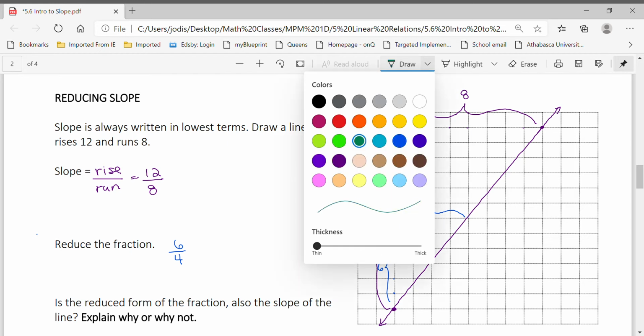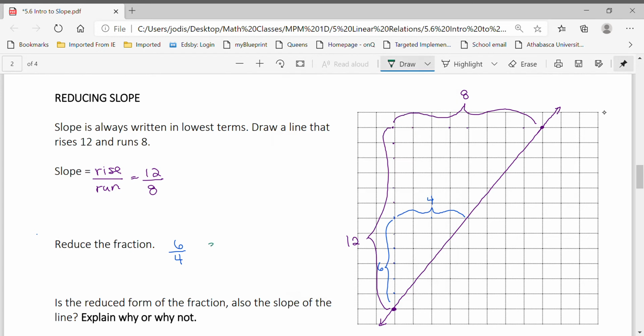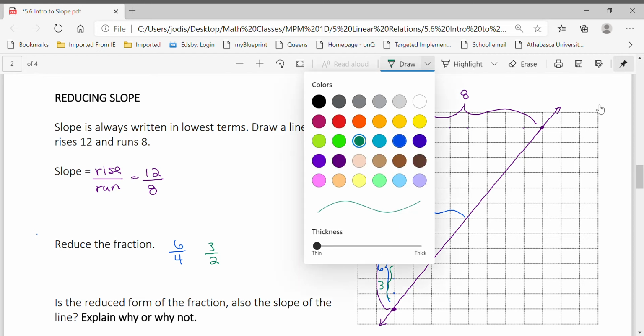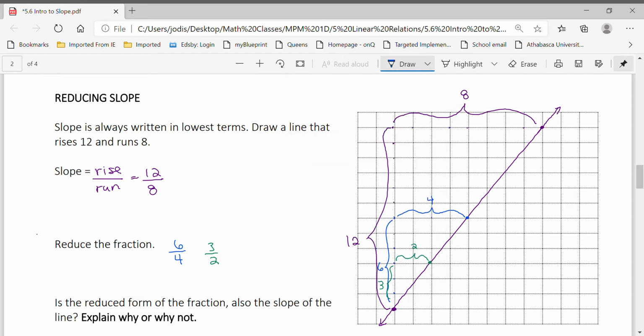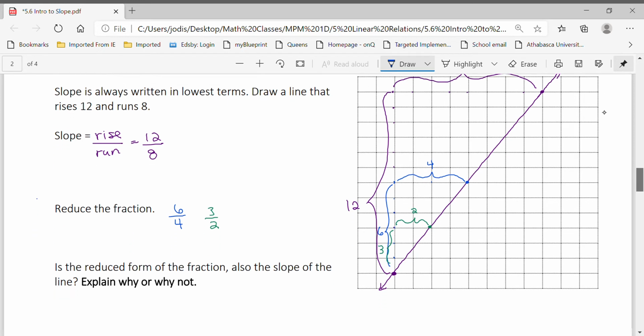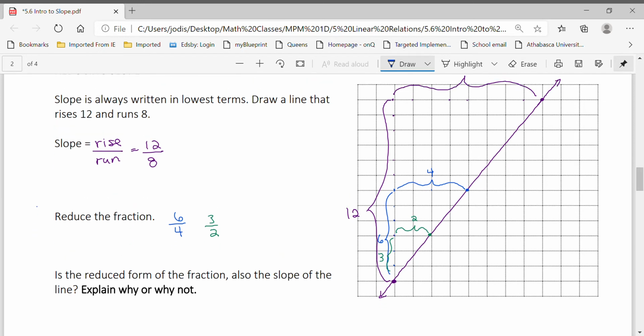So if we go all the way down to lowest terms, 3 over 2. Again, I'm going to start at my bottom dot and go up 1, 2, 3. So this is my 3, and then run over 2. We get that same spot here. I forgot to put a dot on this one. Okay, so the rise and the run are all ratios. They're all in proportion.